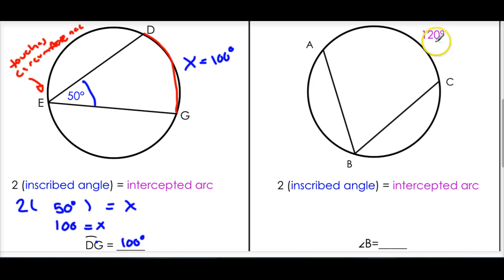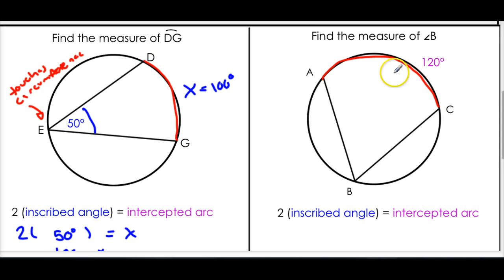All right, take a look at this guy. Well, it's a little different, right? This one, I actually know what the arc is. We see that the arc is equal to 120 degrees, and I want to find out what angle B is, right? That's the inscribed angle. So let's put an x there because we don't know what that is.